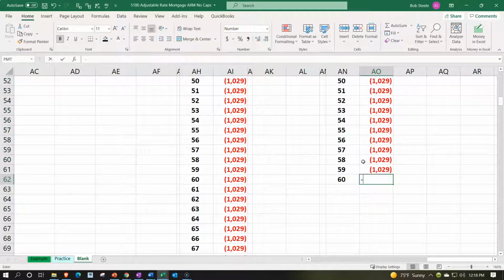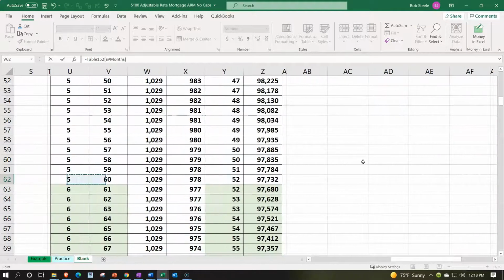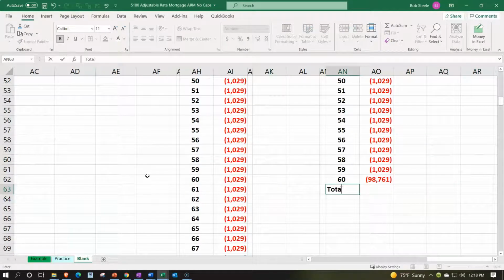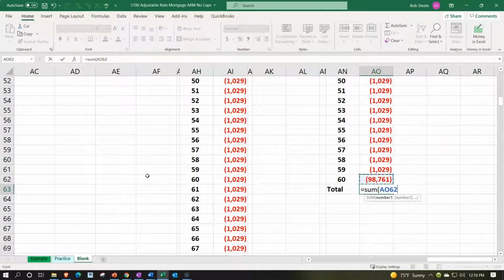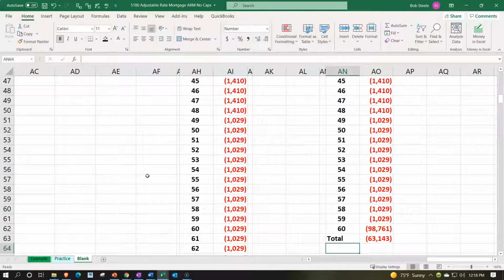And then that last one, we've got to total it up, because the last one really represents the fact that we're going to have to pay off the loan balance of the 97,732 minus the 1,029. So there we have it. Now we can total it. Total equals the sum, shift 9, all the way up, totaling it to 63,143.